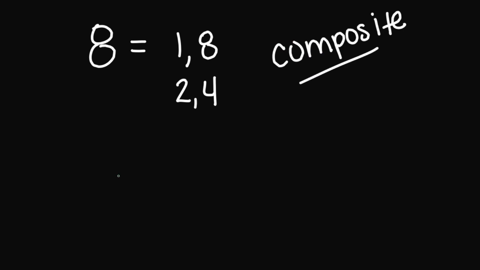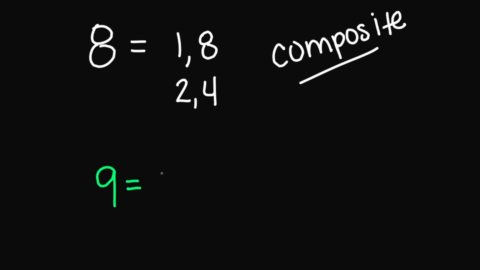Number 8. What are the factors of 8? So the factors, we have 1 times 8, and we also have 2 times 4. Because I have more than 2 factors, the number 8 is composite. Let's try the number 9.